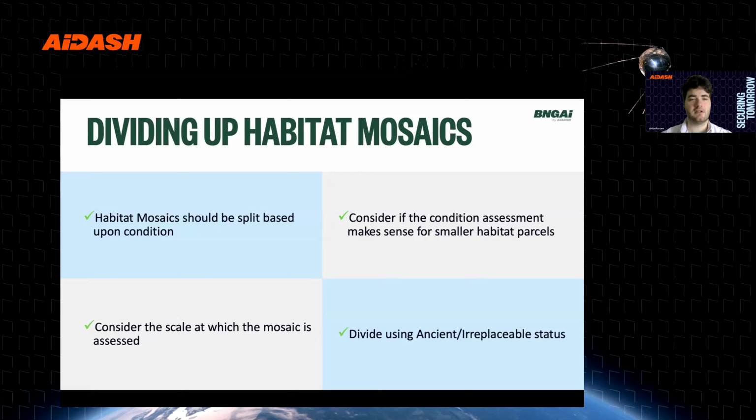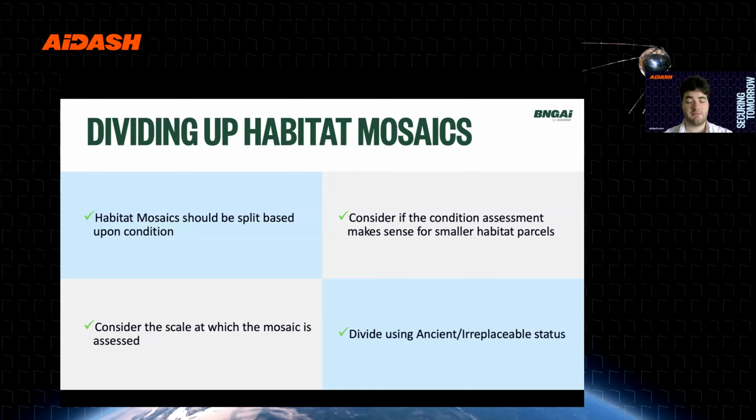So I'd be very considerate, and work with real intention when you're splitting out habitat parcels within adjacent areas of the same mosaic, because you really want to be thinking about whether that's going to have an artificial impact on the condition assessment.